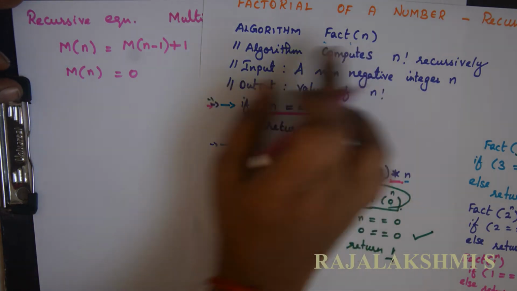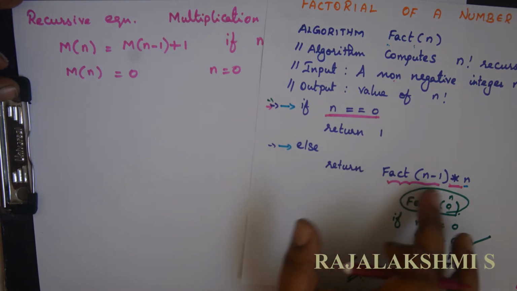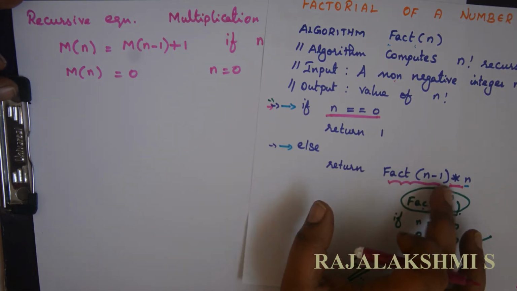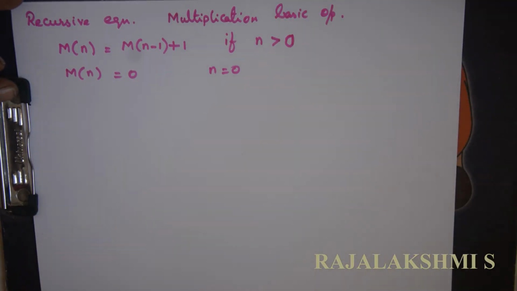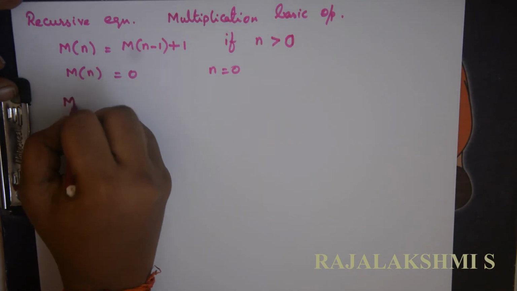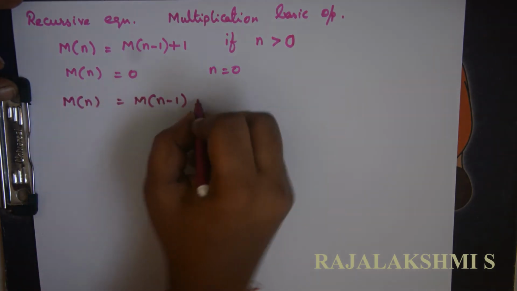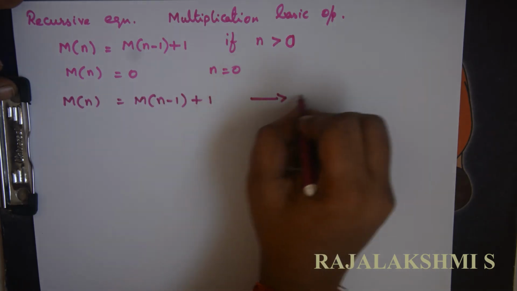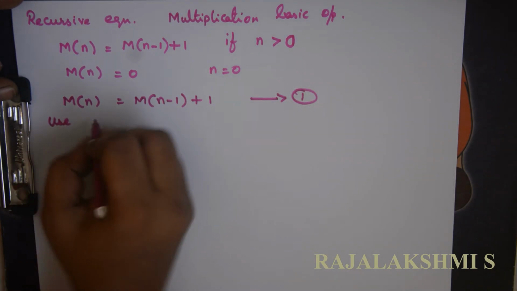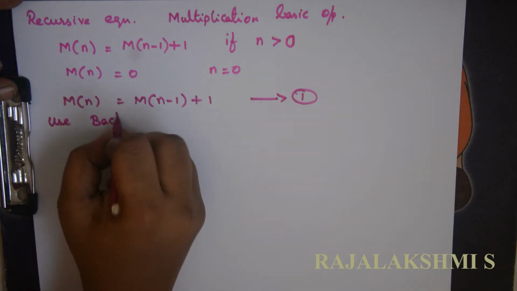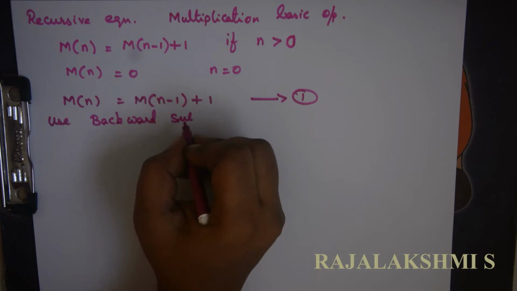Now here, if n is greater than 0, we need M(n-1) multiplications with one more multiplication. So I am writing it like this. Now we will solve M(n) = M(n-1) + 1. Let this be equation number 1. Now we will use the method of backward substitution.